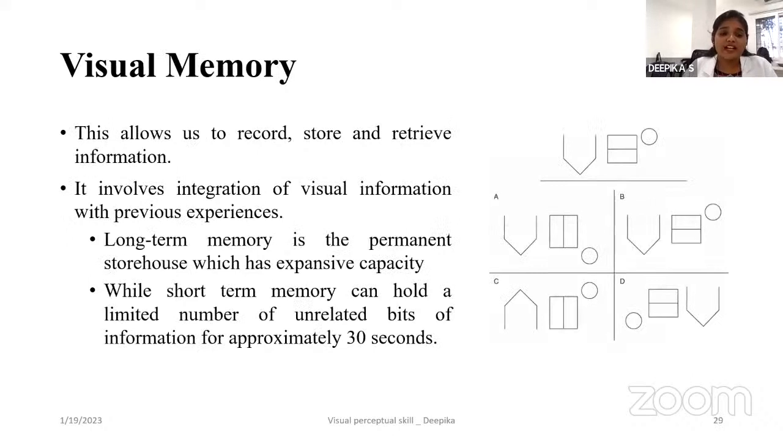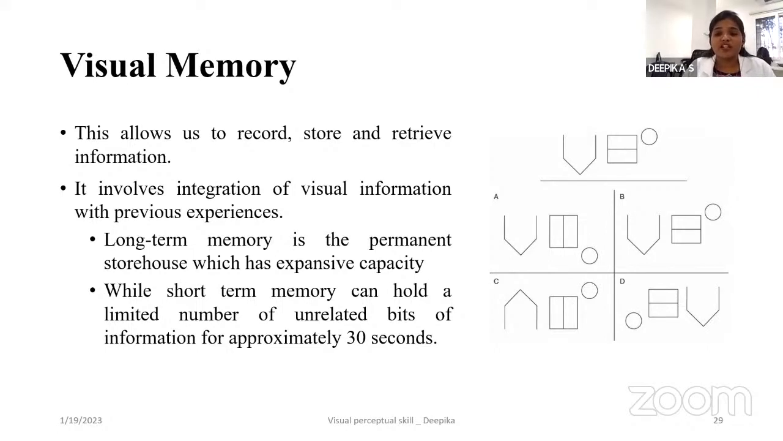Visual memory allows us to record, store, and retrieve information. It allows integration of visual information with previous experiences. Long-term memory is a permanent storehouse which has an expansive capacity, while short-term memory holds a limited number of unrelated bytes of information for approximately 30 seconds.